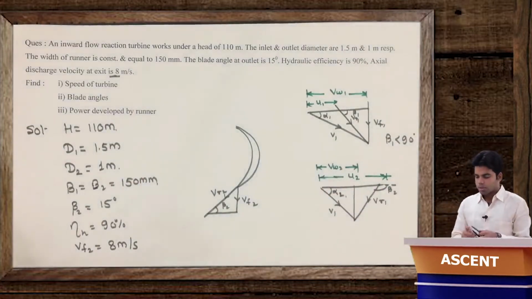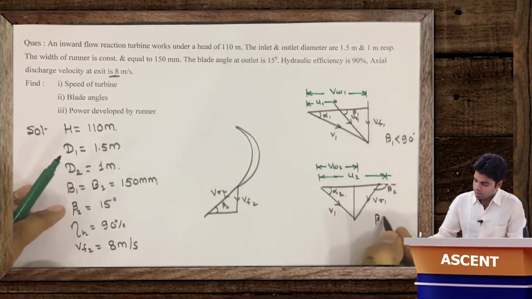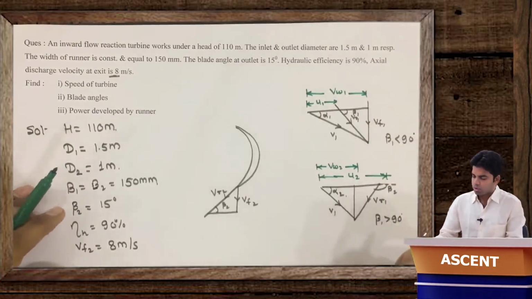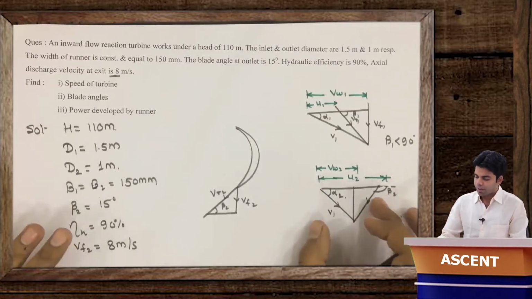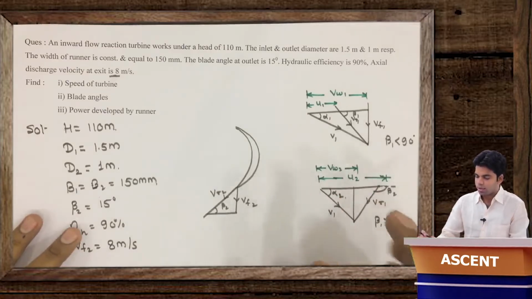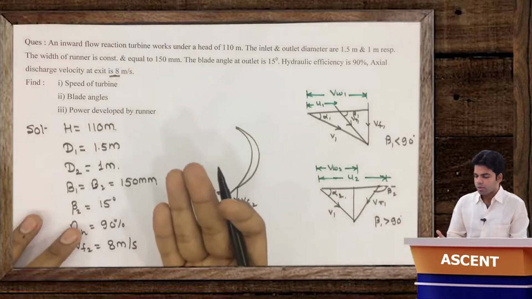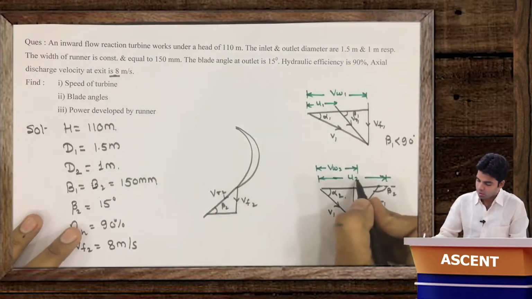Getting this? Okay, so it is not clear whether this beta 1 is less than 90 degree or greater than 90 degree, because in both the situations the conditions would be different. So the very first thing would be to find whether this beta 1 is greater than 90 degree or less than 90 degree. So one of the ways to find out is if we can determine the value of this U1 and Vw1.